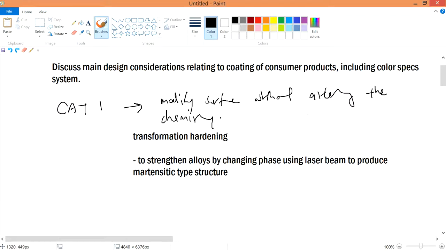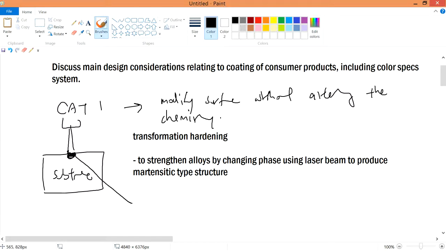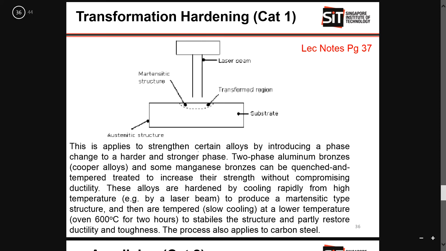If they ask you to describe in a more detailed way, then you're going to draw the diagram. This is your substrate, or your specimen, and this is the laser. You heat up this portion over here. Once you heat it up, this portion will be somewhat in the austenite region, and if you cool quickly, it will become martensite. Okay, that's the meaning of that. If you want to see the slide, it's on page 36.